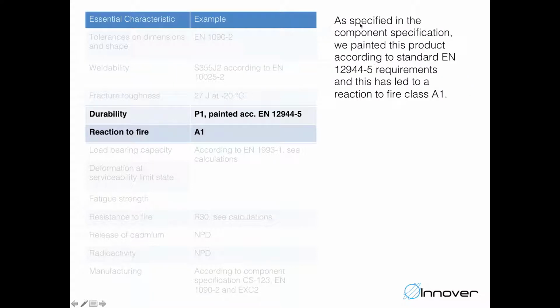Then, as specified in the component specification, we painted this product according to the standard EN 129445, and this has led to a reaction to fire class A1. So we had in the component specification it specified what we had to do in terms of corrosion protection. So we did that. Here we have basically said that we didn't really do any pre-treatment, and then we just painted it. And the paint we used to coat this structural steel product gives us a reaction to fire class A1. So it doesn't participate in the fire. But basically we are just declaring what the corrosion protection is and what the reaction to fire is.